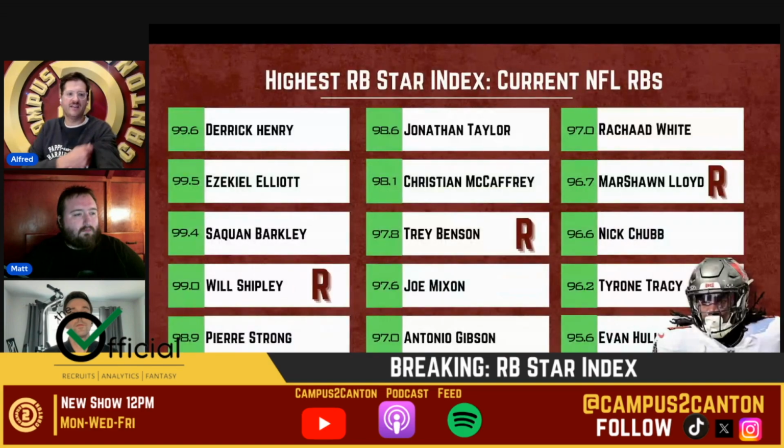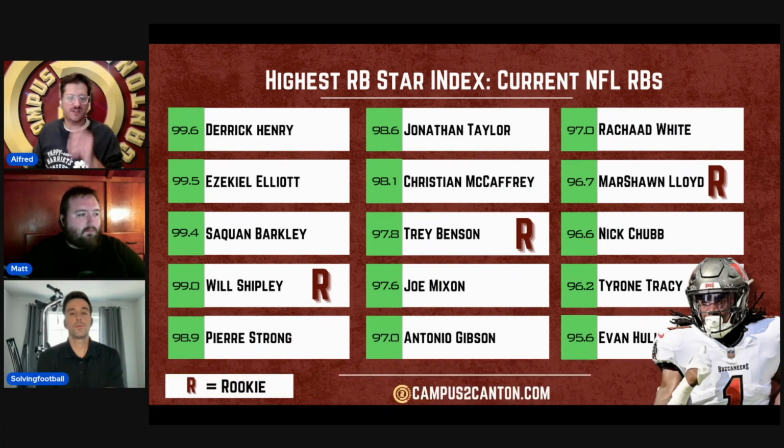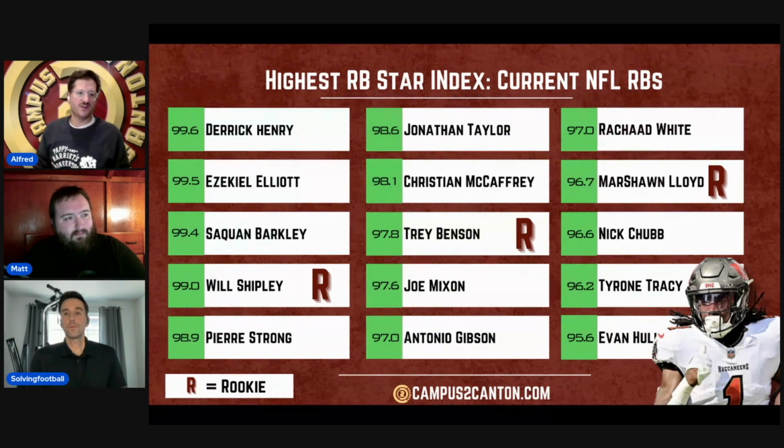We're going to add in the star index for current NFL players. The R indicates they're a current rookie. And I'll take away our little banner here so you can see the whole thing. But no surprise here. In the NFL, the biggest, fastest beasts who have scored a lot of fantasy points over the years are at the top of the list. 99.6 for Derrick Henry. That means Derrick Henry's star index is the 99.6 percentile. No surprise there. Ezekiel Elliott, Saquon Barkley.